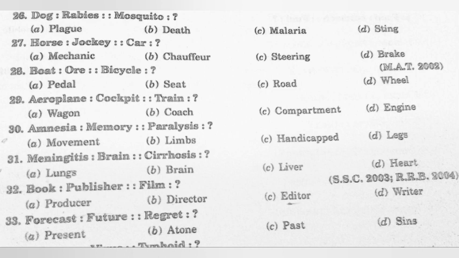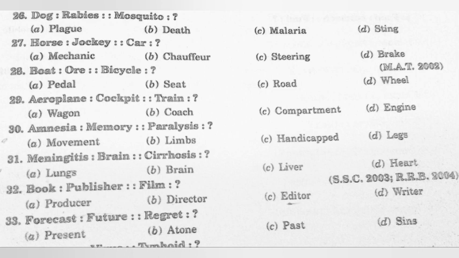And next is amnesia, memory. Amnesia is a disease related to memory, and paralysis is a disease related to movement, not about limbs. Of course, it affects the limbs, but what does it mainly cause? Amnesia leads to a loss of memory, and paralysis leads to a loss of movement, not a loss of limbs. Limbs will be there, but the movement is lost. So the answer will be A.